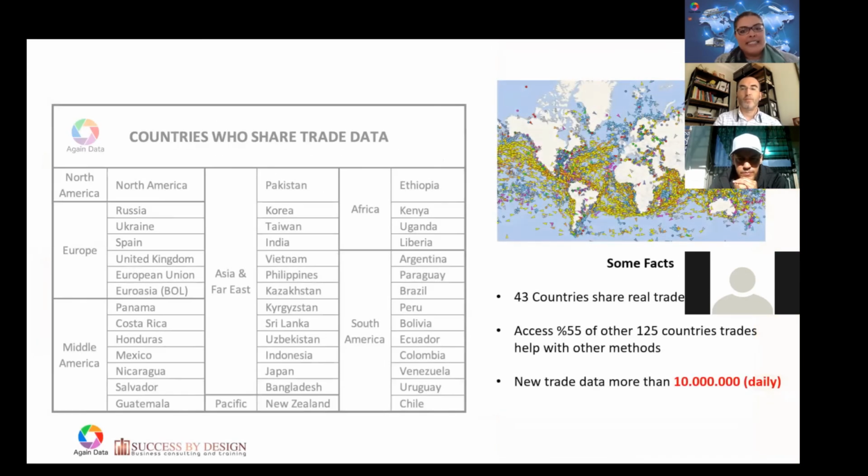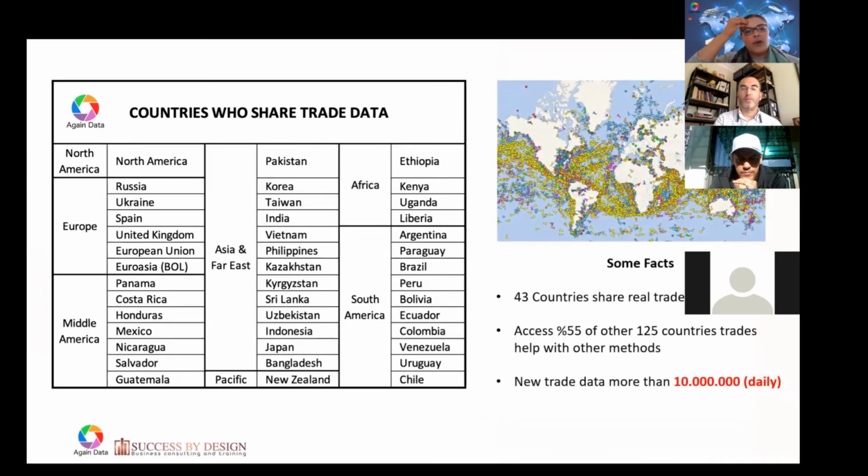And just to give you an idea of where and how Hussein is doing all of this, him and his guys or girls, there are women actually at AgainData. Let me just be clear on that as well. It's not just men.